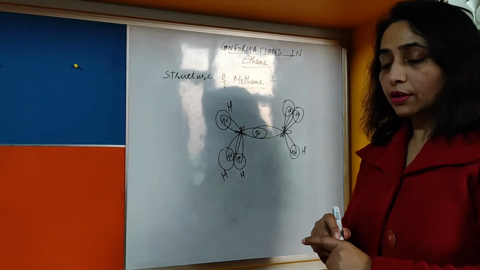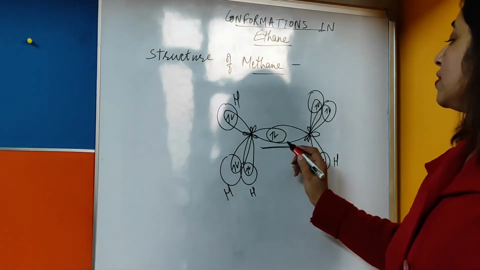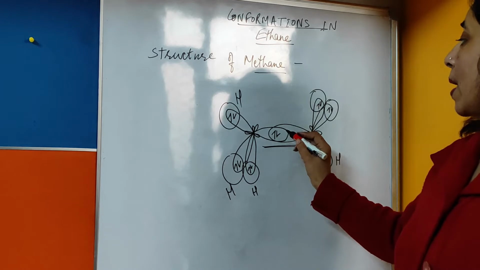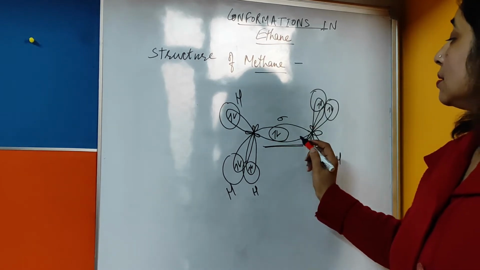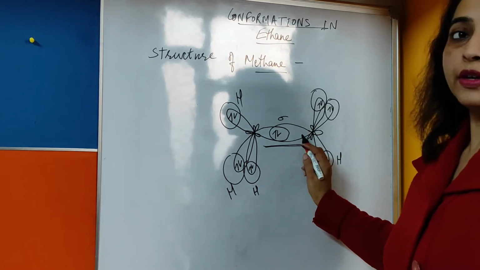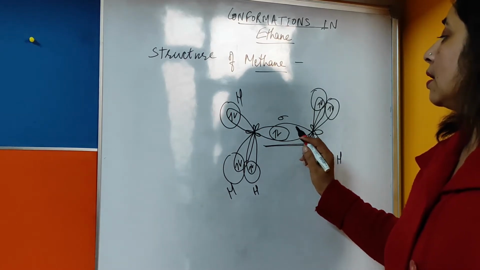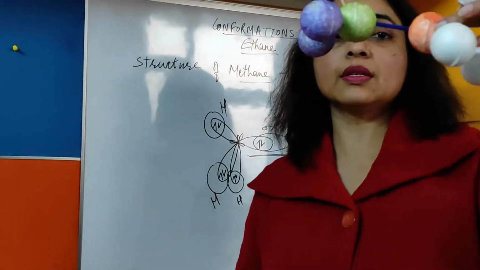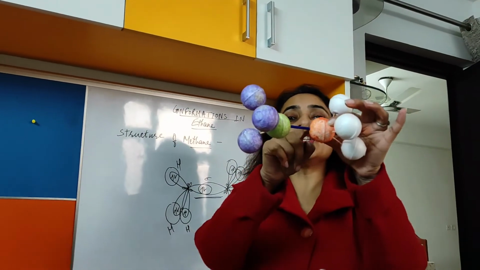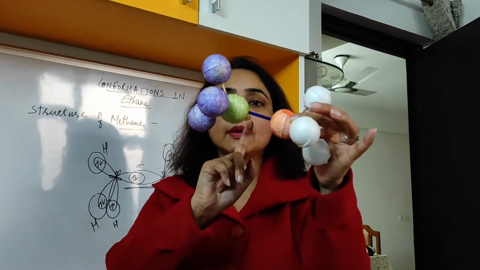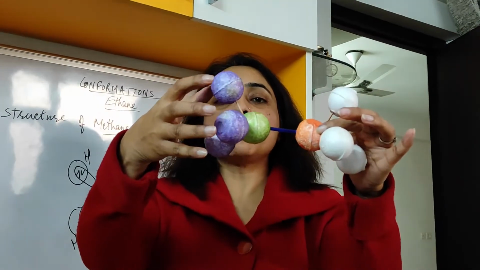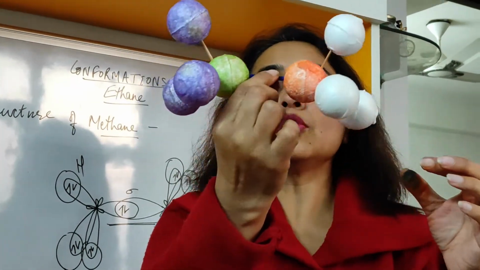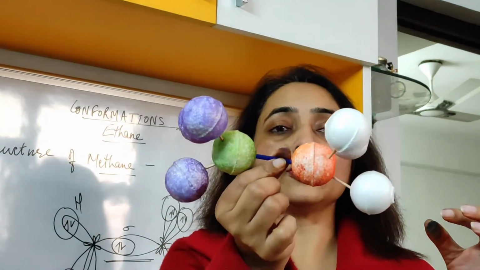Now we are starting with the conformations. In the structure of ethane we can well observe that this overlapping of the orbitals forms a sigma bond, and because this overlapping is taking place along the internuclear axis, the rotation of this carbon-carbon bond is quite free. Here you can observe the structure of ethane. This orange color is one carbon, green color is the other carbon. These are the three hydrogens bonded with this carbon, and these are the three hydrogens bonded with the other carbon. So this is the structure of the ethane molecule.